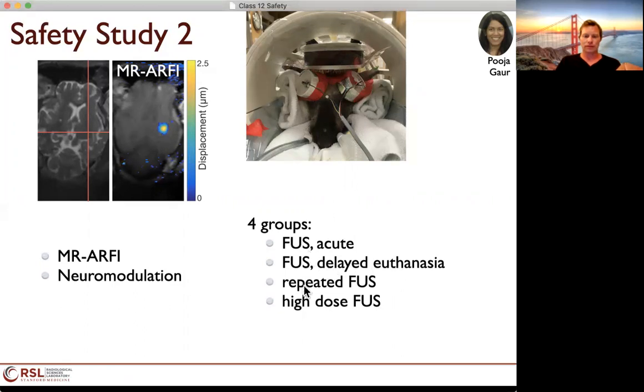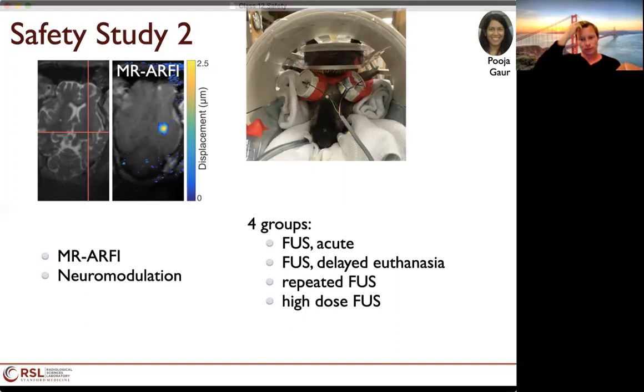The third group had repeated focused ultrasound experiments, and then 4 days after their last one, they were euthanized. And the last one was a group that had very, very high dose and repeated, and then they were euthanized 4 days later as well.